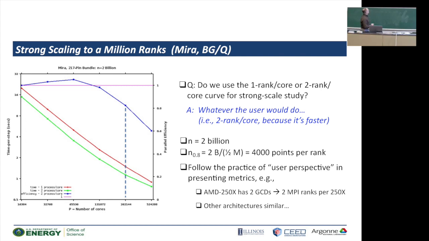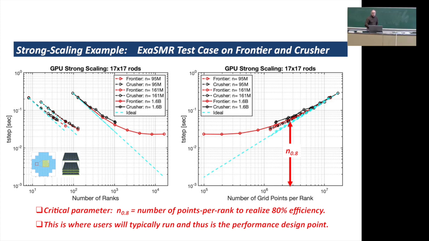We always follow this practice when we present our metrics. So here's an example. This is Frontier and Crusher. These are MI250Xs, AMD products. Again, 3 different problem sizes. If we convert to number of grid points per rank, we get the curve collapse. We have 80% parallel efficiency here at about 2.8 million points per rank. So that's a pretty good figure of merit for current GPUs: somewhere between 2 and 5 million points per rank to hit this 80%.